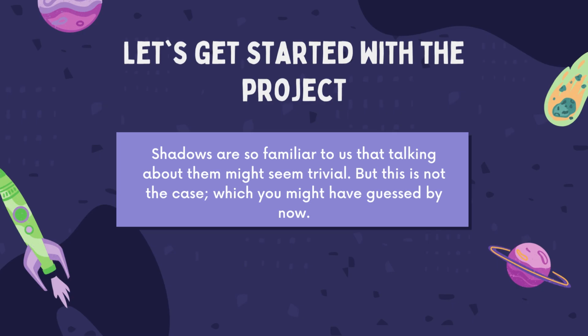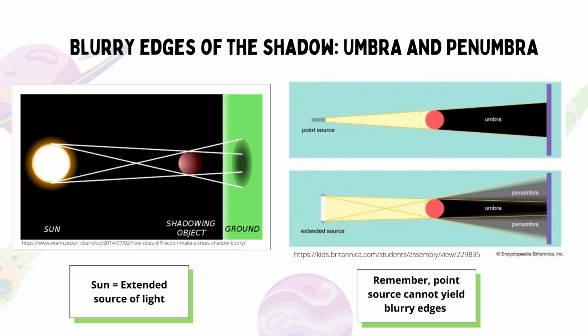Shadows are so familiar to us that talking about them might seem trivial, but you might have guessed by now that this is not the case. The blurry edges of everyday shadows that we see are caused by the light source being extended objects. Light from different parts of the source is able to travel into the shadow region because they emanate from different points in space. The darker inner part of the shadow where no light can reach is called the umbra. The lighter outer part of the shadow where some light can reach is called the penumbra.